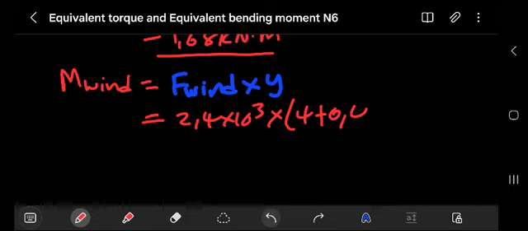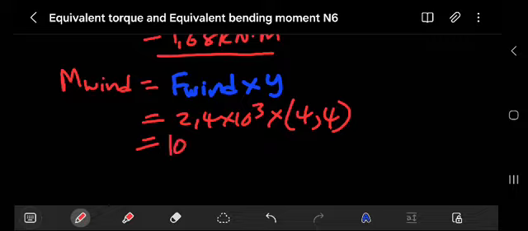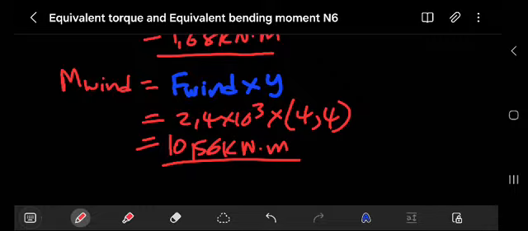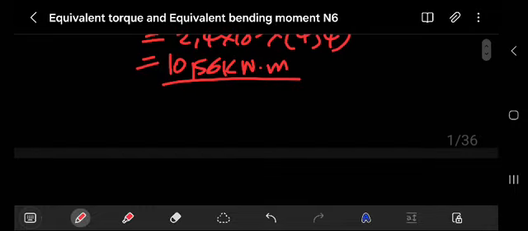This is the same as 4,4. Then when you multiply that, what will be 10,56 kilonewton. Obviously it's measured in kilonewton meter. We have now this. Now we go to equivalent torque.